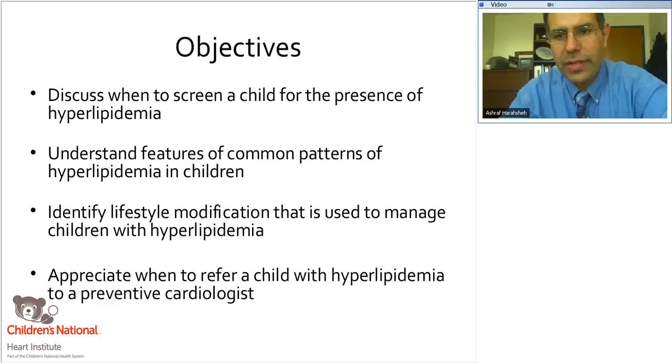By the end of this hour, I hope to discuss when to screen a child for the presence of hyperlipidemia, understand the features of common patterns of hyperlipidemia in children, and identify the lifestyle modifications that need to be used to manage children with hyperlipidemia. And finally, appreciate when to refer a child with hyperlipidemia to a preventive cardiologist or to a lipidologist.